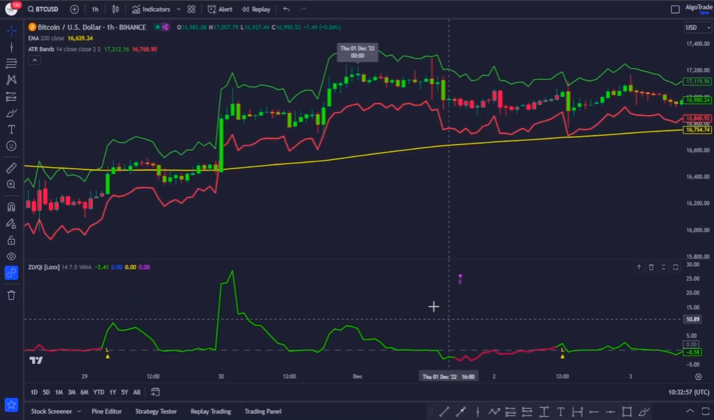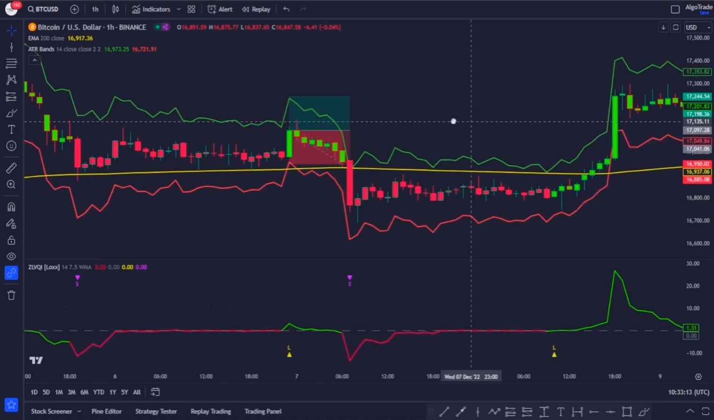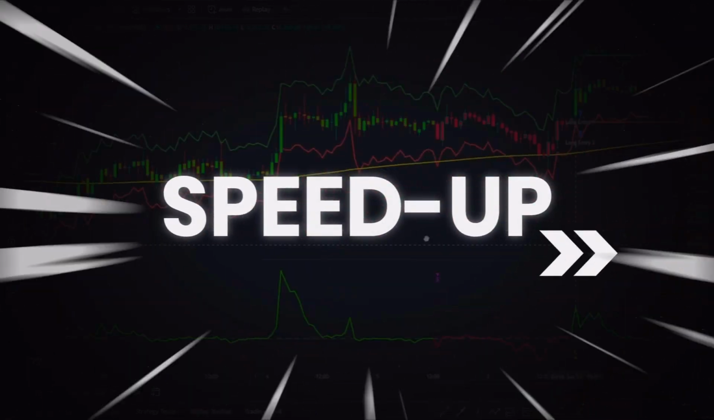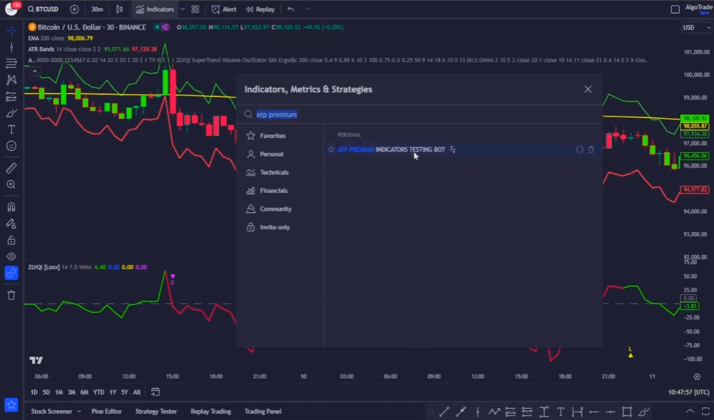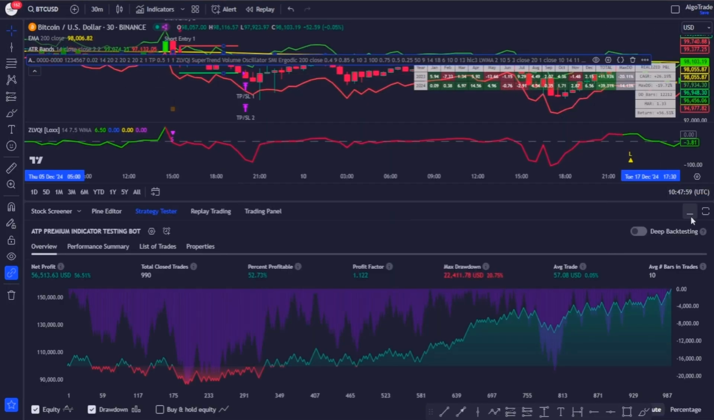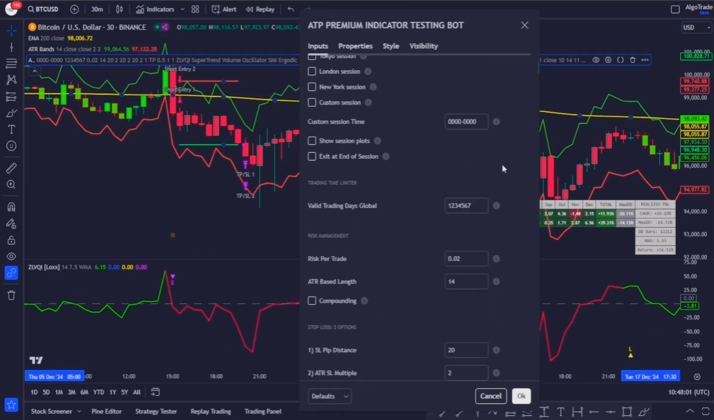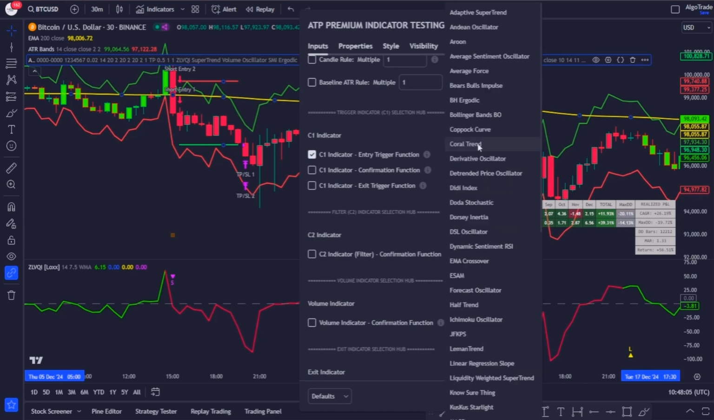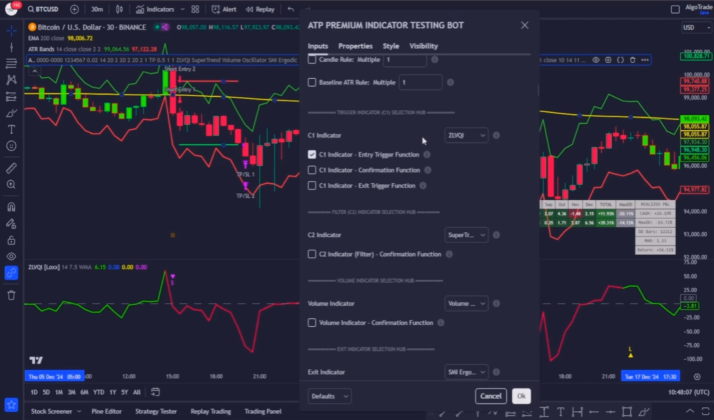While I could go back in time and test everything by hand, as probably all of you will do, I prefer to speed up this process. For that, I'm going to use my premium indicators testing bot, a trading tool that allows me to test hundreds of indicators and strategies in seconds and with proven results.